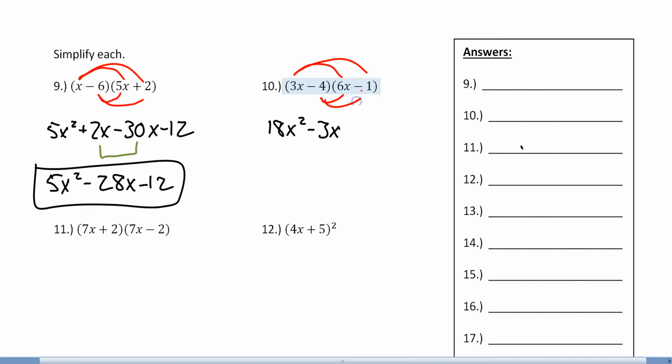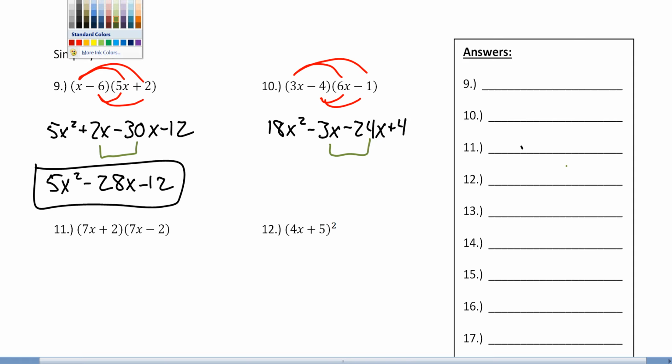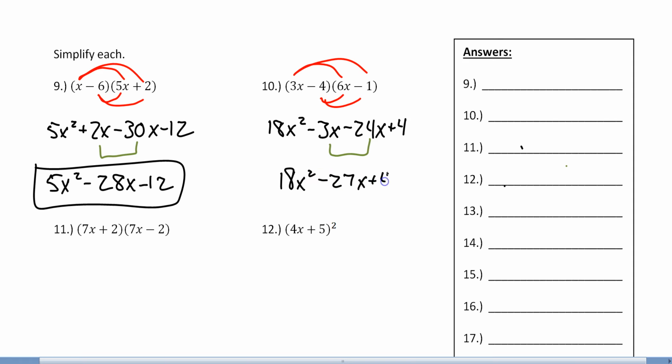I distribute the negative 4. That gives me a negative 24x plus 4. And then I combine like terms. So I've got 18x squared. Again, when I combine like terms, the variable part doesn't change, so that's a negative 27x.